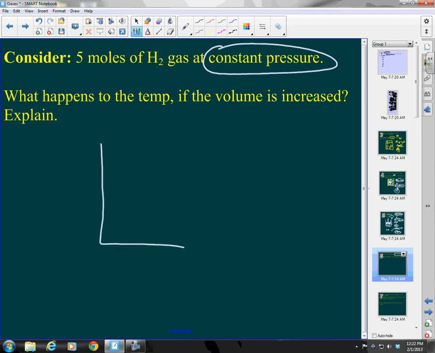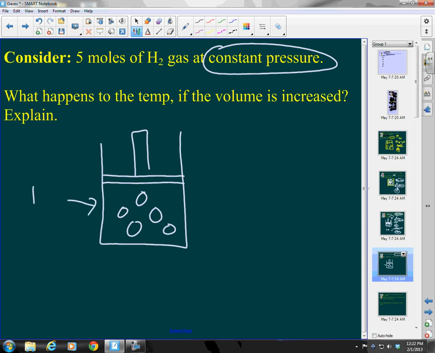Okay, I think we can do this. Here's our piston, right? And let's say this is our initial condition, right? And it's at a certain temp, T1, and I have a certain pressure caused by the collisions, P1, right?